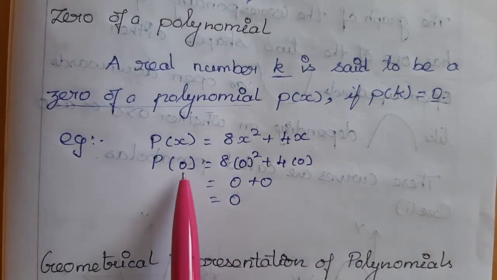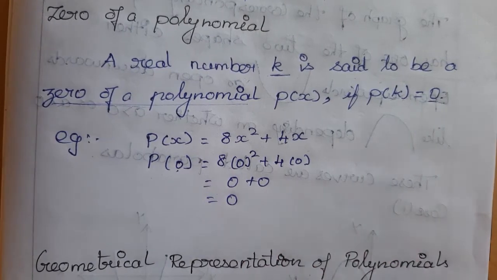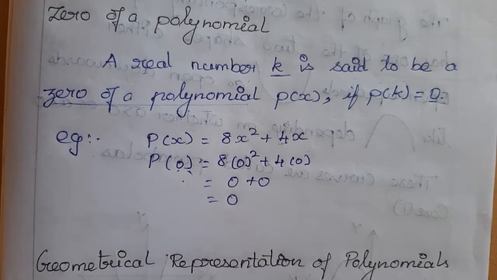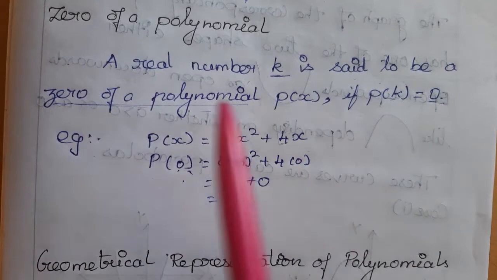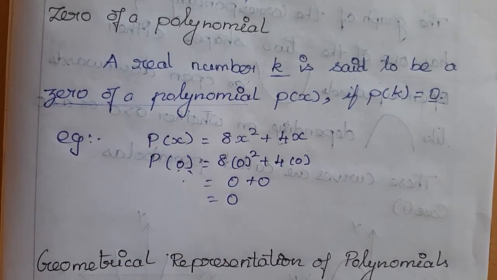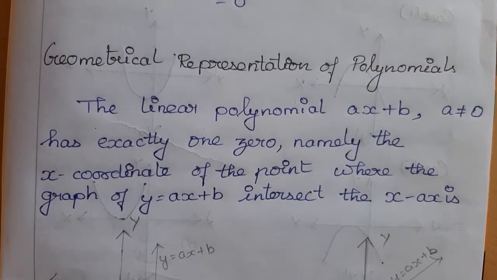Here the 0 is the zeros of polynomial. Sometimes zero, any real number, it can be any positive number, negative number, rational number, maybe sometimes irrational number also. They said any real number, so zeros also include negative numbers. We'll see. Next, geometrical representation of the polynomials.